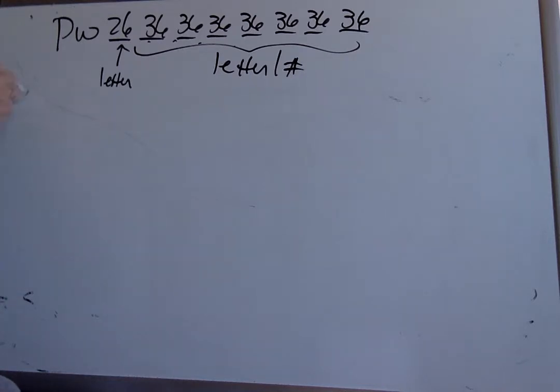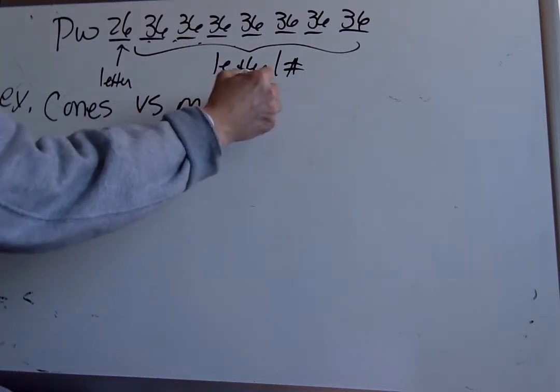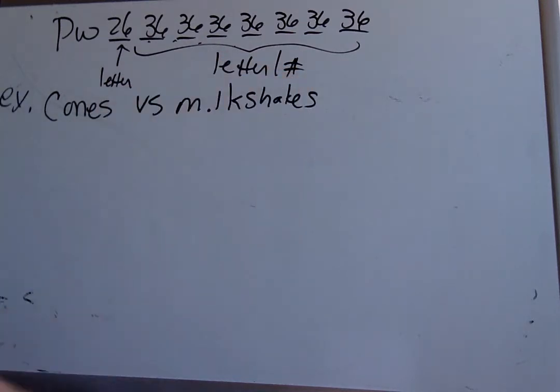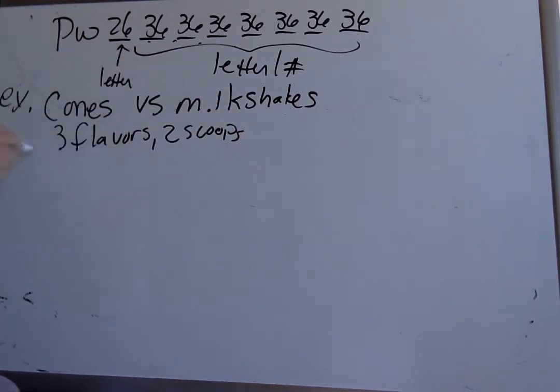I also wanted to do a quick problem. It's not my favorite, but it's in so many different books. It's about ice cream. I think they think it's cute for the kids, right? Ice cream cones versus milkshakes. So let's say we have 3 flavors and we're getting 2 scoops. That's a lot of ice cream, but we're going to go with that.